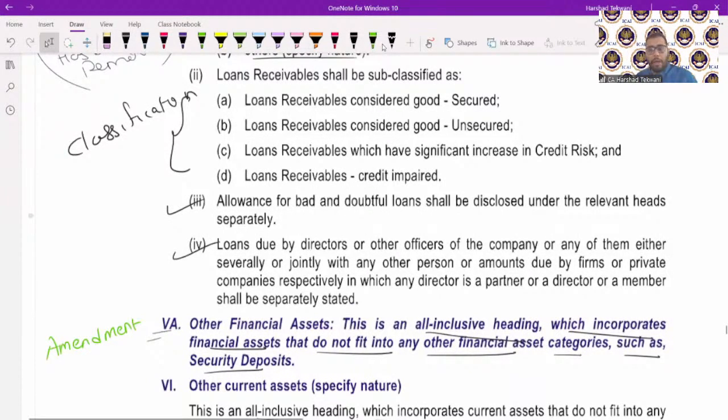No, Jay. Why twice given? One under the head of non-current trade receivables, another under the head of current trade receivables. So there are two, current and non-current bifurcation.